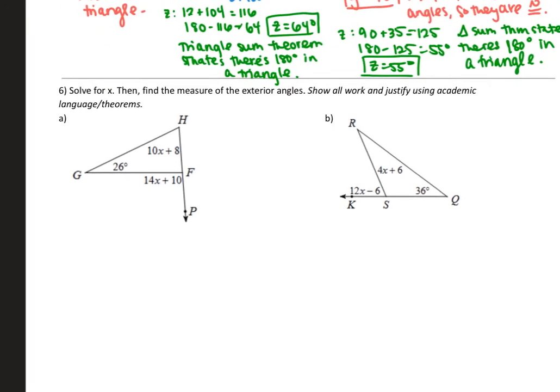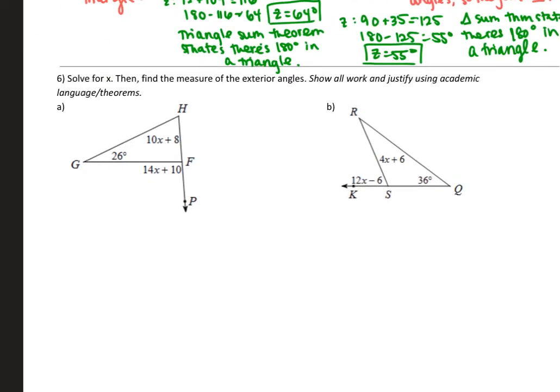All right, looking at number 6, we're solving for x and then finding the measures of the exterior angles. So what we're going to use for these ones is the exterior angle theorem. The exterior angle theorem states that the sum of the interior angles equals the exterior angle. So to set these up, I'm going to do 26 plus 10x plus 8 equals 14x plus 10. So that's interior plus interior equals the exterior angle.